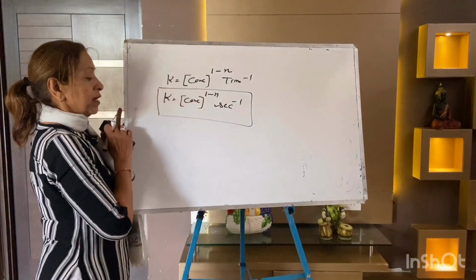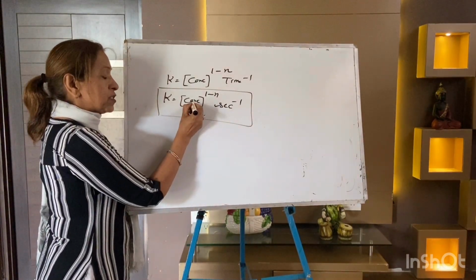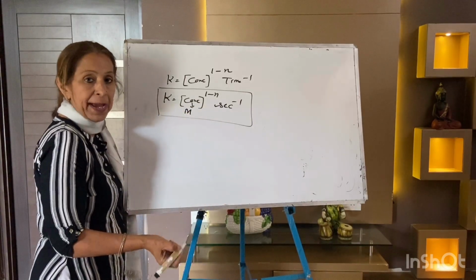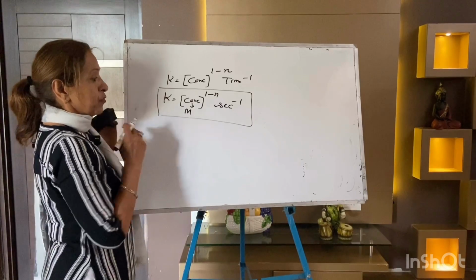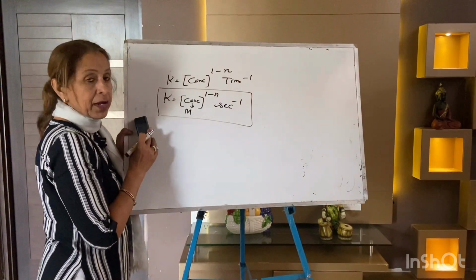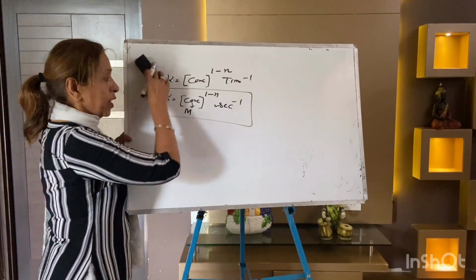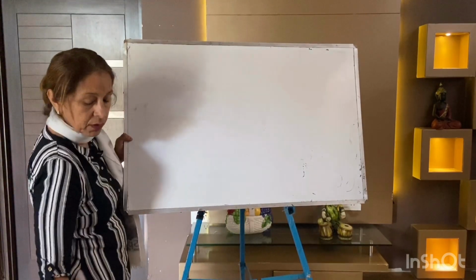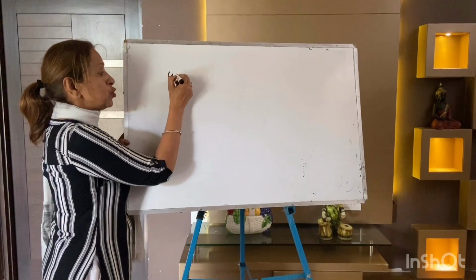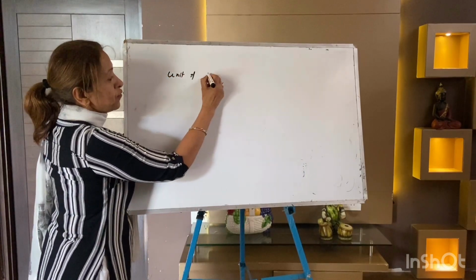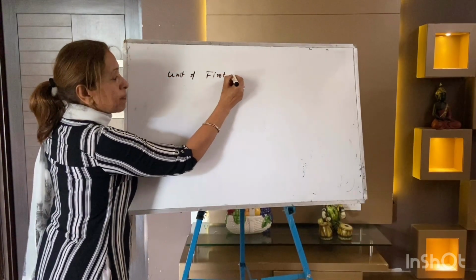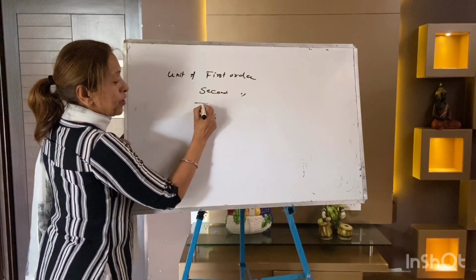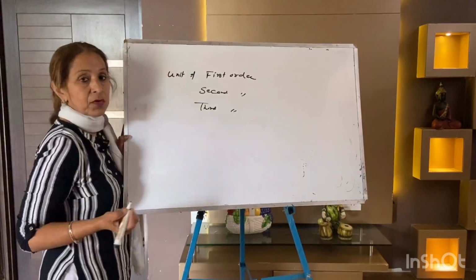Very simple. In place of concentration you may use the words mole per liter, capital M. Now I am taking this formula, and by taking this formula I am calculating the units. Now the question is, what is the unit of a first order reaction? What is the unit of a second order reaction? Third order reaction? What is the unit?